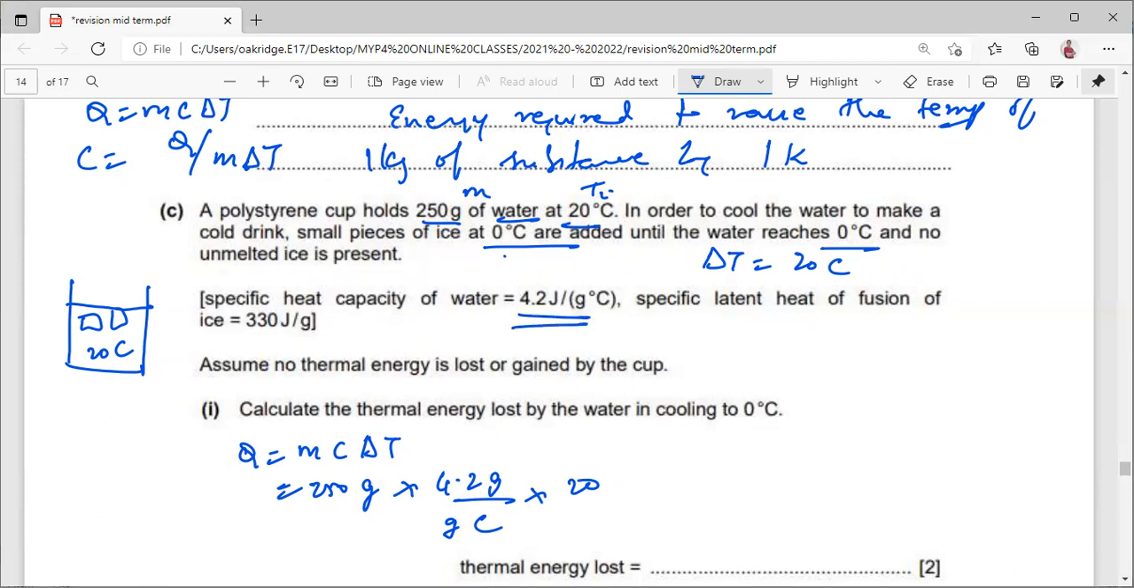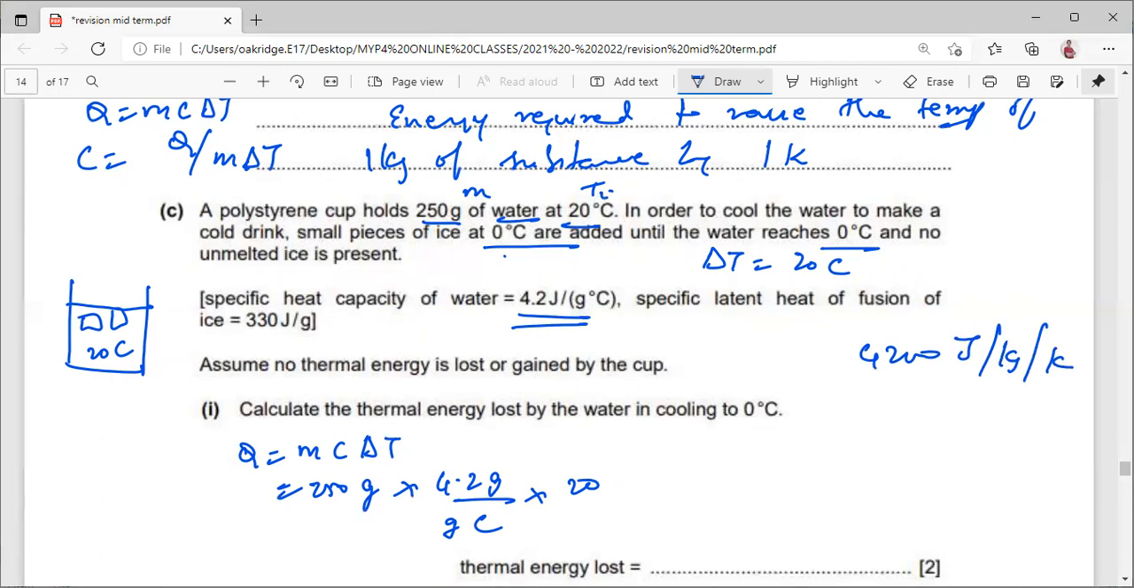So usually specific heat of water is given as 4,200. What is the unit? Joules per kg per Kelvin. Now here you see it is 4.2 joules per gram per degree Celsius. In case of thermal physics, heat related problems, always see to it that you mention the units along with your calculations, which becomes easy for you.